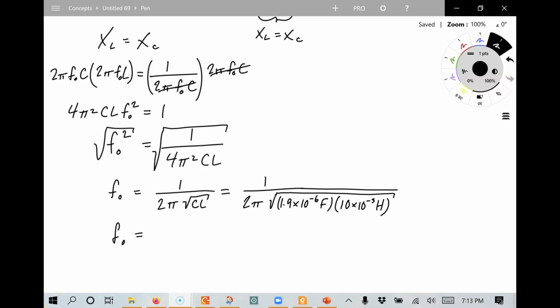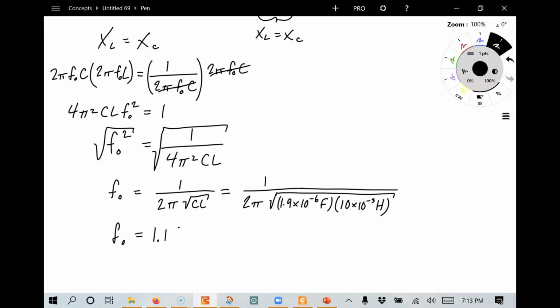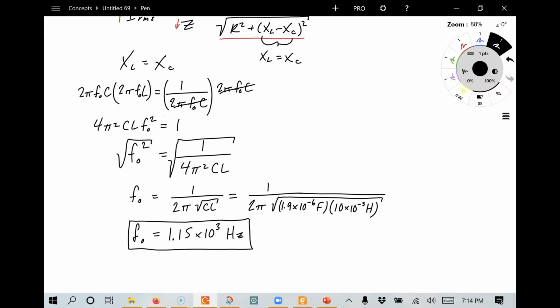That comes out to a frequency of 1.15 times 10 to the 3rd, and this is going to come out to 1/seconds or hertz. So as long as we're in SI units of farads and henry, we'll end up with SI units of hertz for the resonant frequency. So there we go.